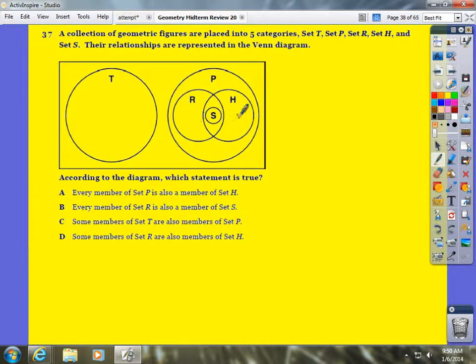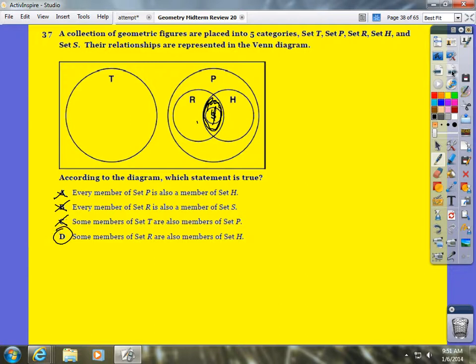Every member of set R is also a member of set S. No, because again, you still have these members here that aren't a part of it. Some members of set T are also members of set P. Nope, there's no overlap anywhere in there. Some members of set R are also members of set H. That's true because all of these members that belong to R, including S, do belong to H. Okay.